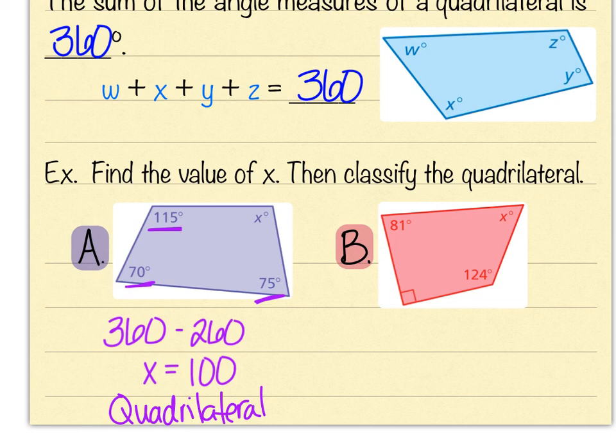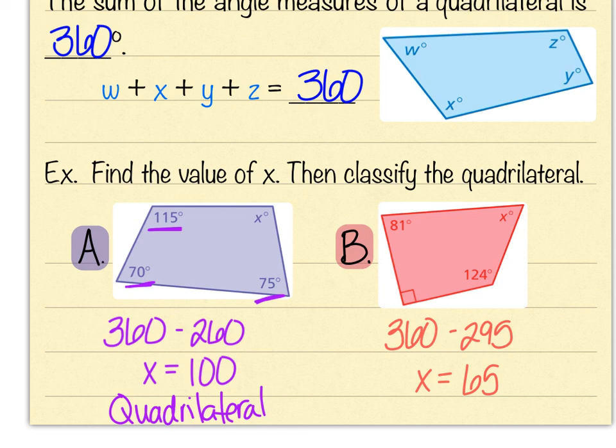Okay, and then example B, we have a 90-degree angle, an 81-degree angle, and a 124-degree angle. And that's going to be 295 when you add those together. So we're going to subtract that away from 360. And when we do that, we find out X is 65 degrees there.